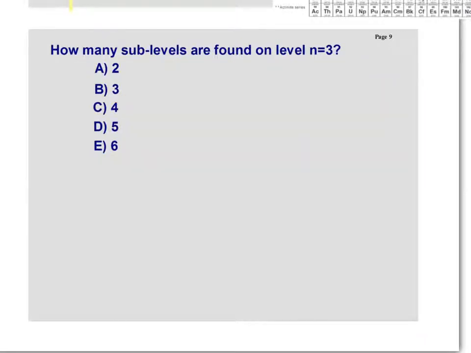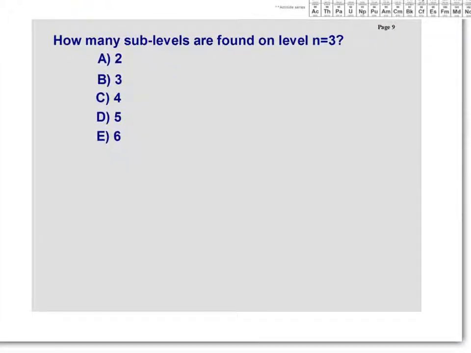All right, how many sublevels are found on level n equals 3? So the sublevels, remember, were sort of like the apartments on that floor. On level n equals 1, we had only 1 apartment, the 1s. On level 2, we have 2s and 2p. On level 3, we have 3s, 3p, and 3d. So our answer is there are 3 sublevels on n equals 3.